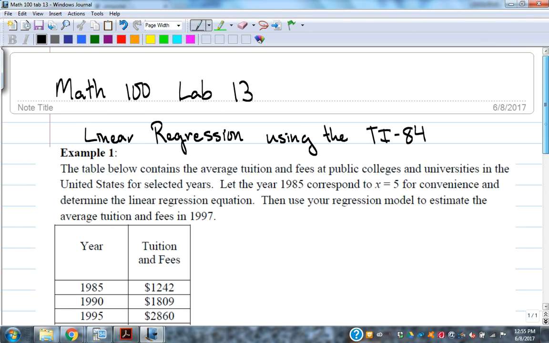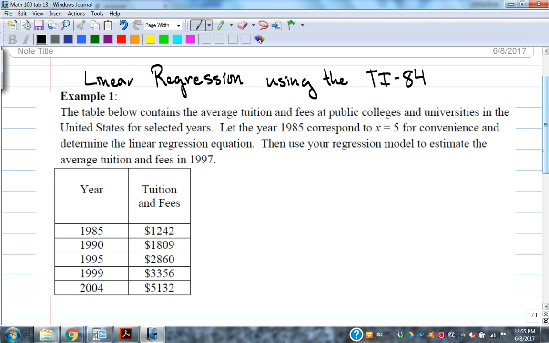Math 100, lab number 13. We're talking about linear regression using the TI calculator. We're using a TI-84 Plus for this, and if you're using a TI-83, the instructions are very similar, and I'll try to show you what you need to do for that. So here's our example that we're going to take.